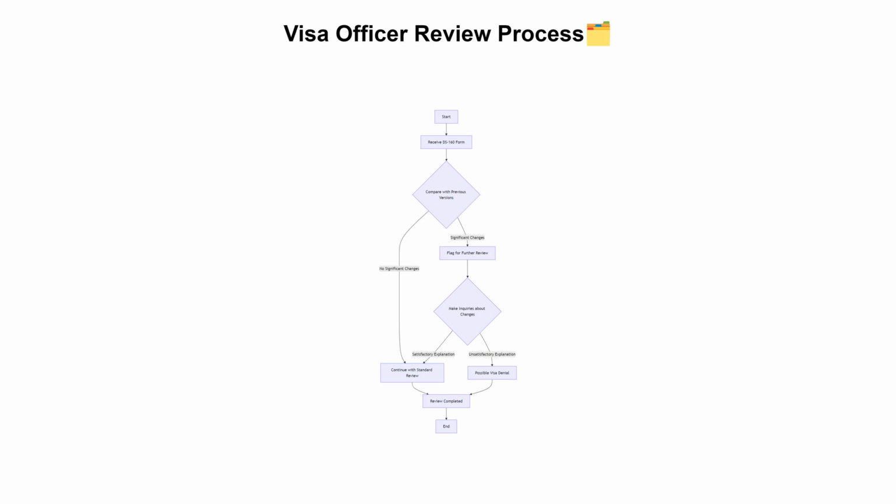Let's look at this diagram, illustrating the review process of a DS-160 form by a visa officer. Initially, the officer checks the submitted form. Then, they detect any changes by comparing it with previous versions. Significant changes, such as those related to travel dates or employment details, lead to further inquiries. Finally, based on all the information, the officer makes a decision on the application.